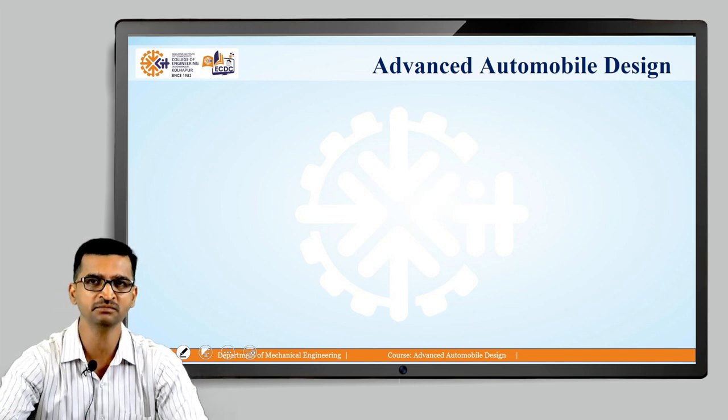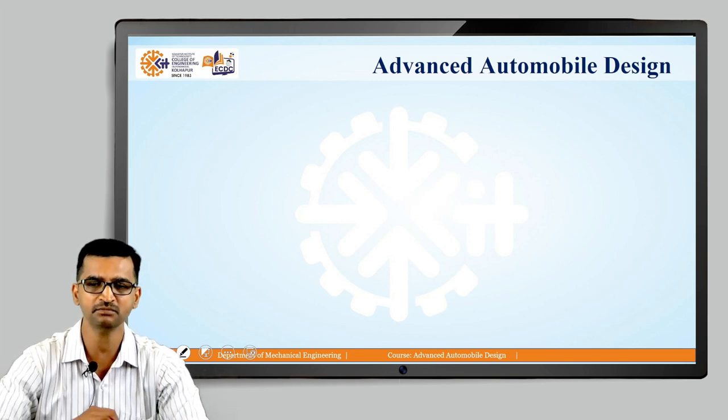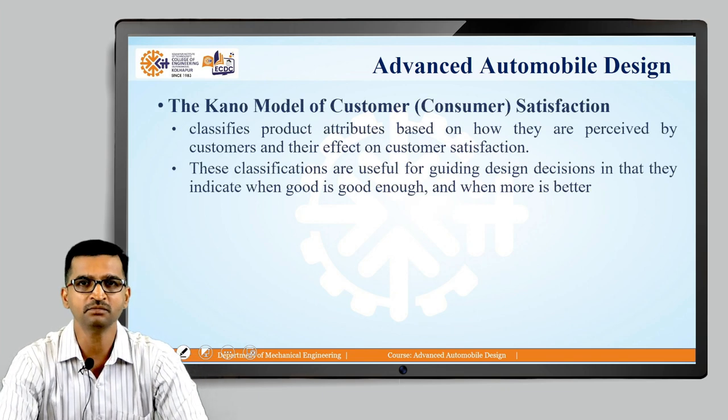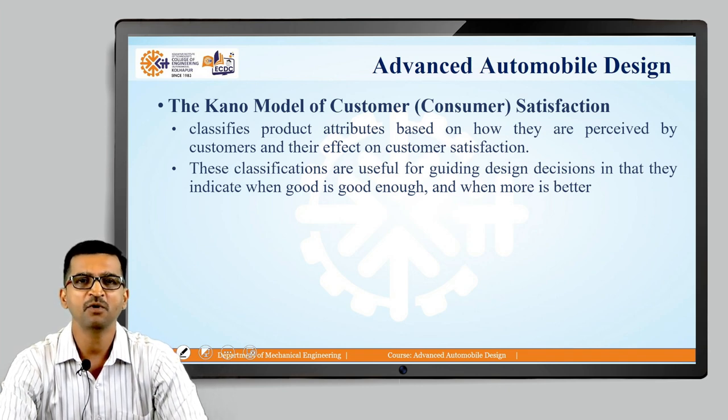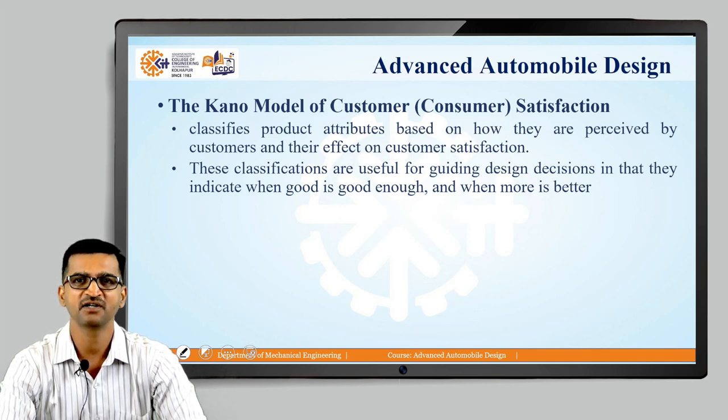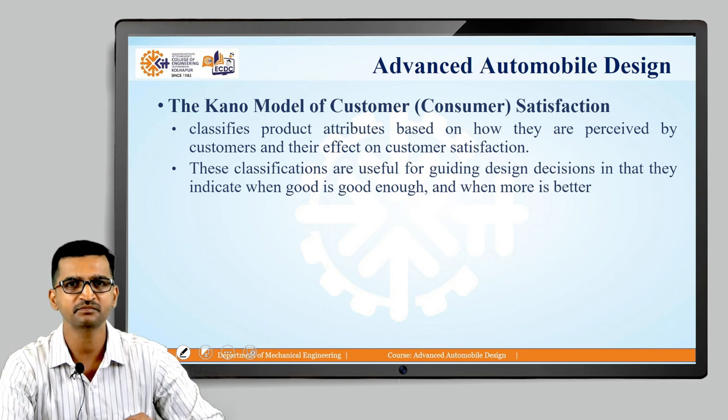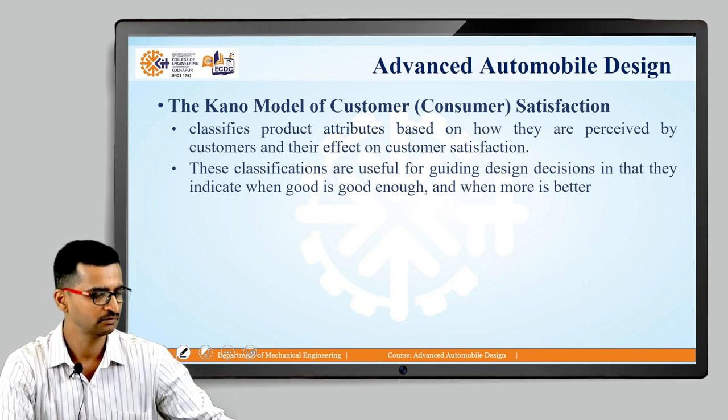And for that, the Kano model is used. Kano model basically classifies the product attributes based on how they are perceived by customers and their effect on customer satisfaction, and these classifications are useful for guiding design decisions in that they indicate when good is good enough and when more is better. That means which feature is to be provided and which feature is not to be provided. To assess this particular requirement, normally the Kano model is used. So I'll show the Kano model diagram. I'll go to the next slide. Just wait.